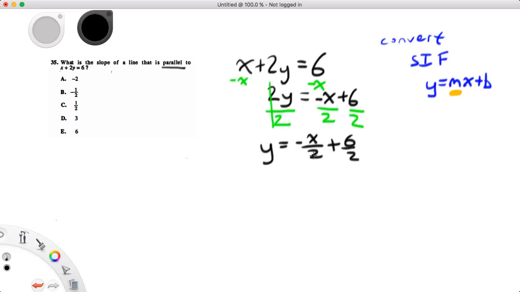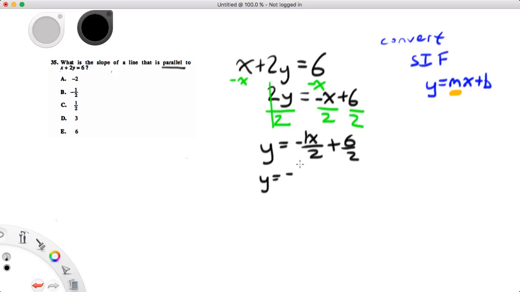Really important. All right, now, the next thing I've got to do is divide by 2 because this still has a coefficient. It's being multiplied by something. So I divide by 2, making these cancel out, which means I have to divide everything else by 2 as well. And I get y equals negative x over 2 plus 6 over 2.